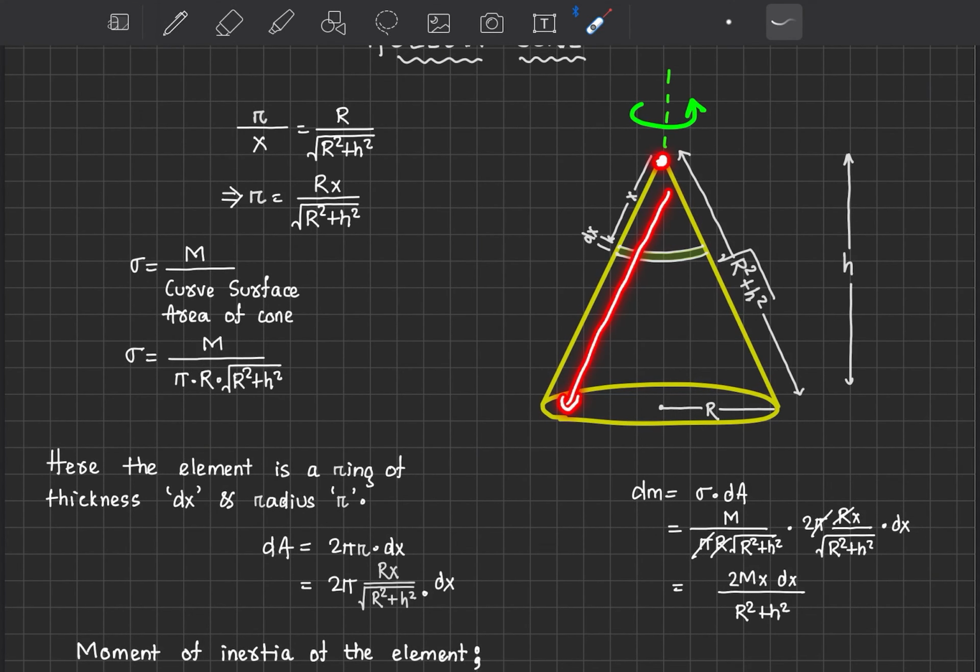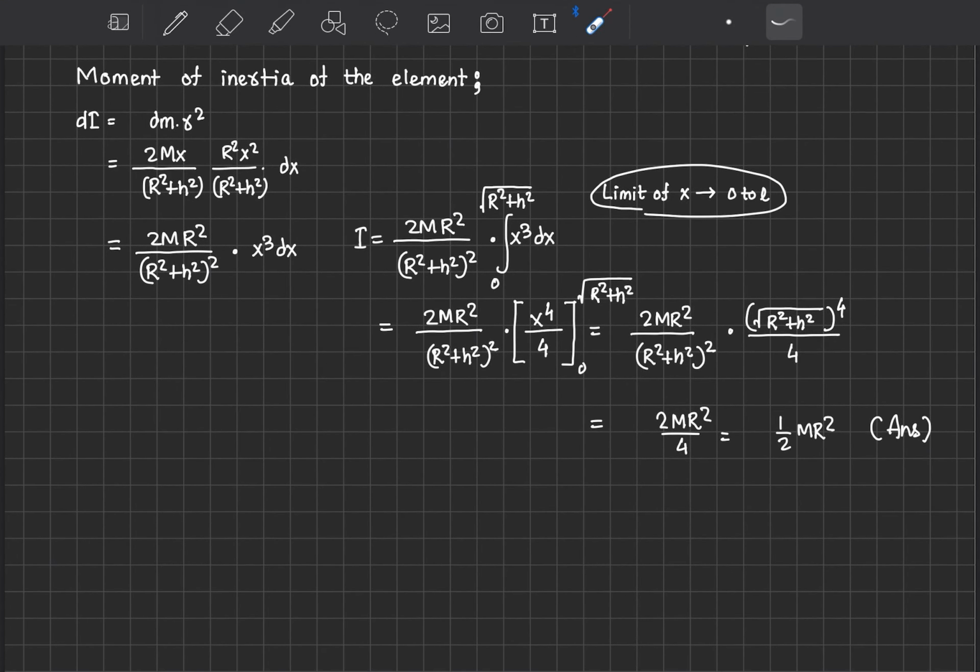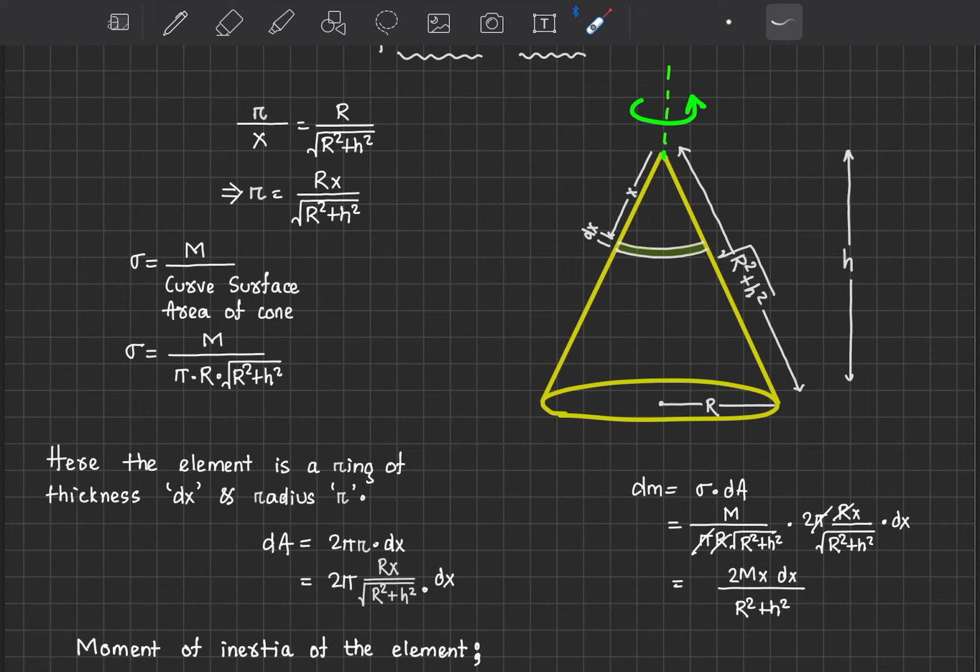Here at this point x will be 0 and at this point x will be L, which is the square root of R square plus h square. So these are our limits: 0 to the square root of R square plus h square. Integrating, we get x to the power 4 by 4, and by putting the values we get half M R square, which is again the moment of inertia of a hollow cone about its altitude.